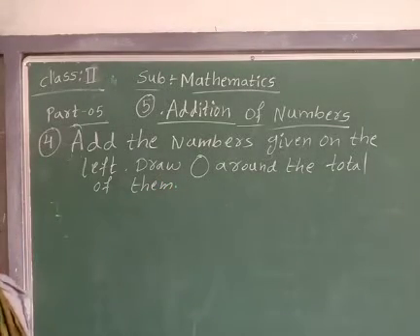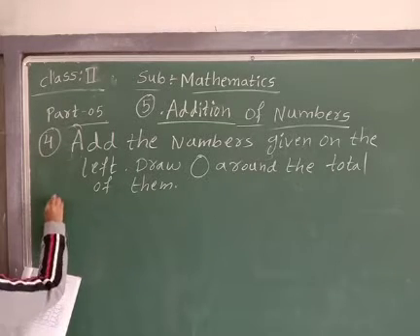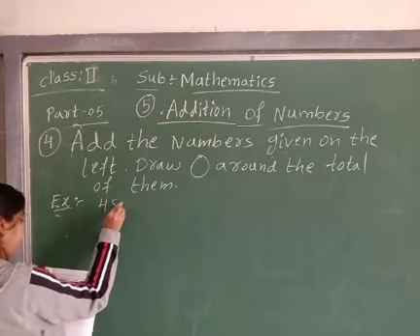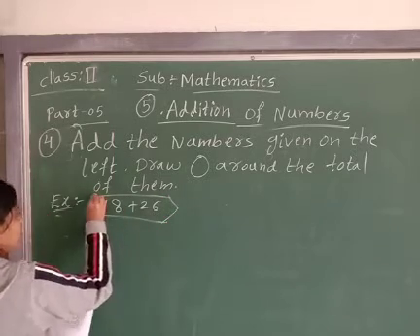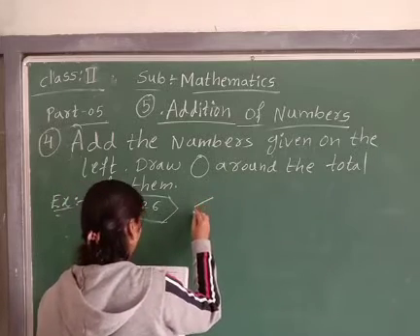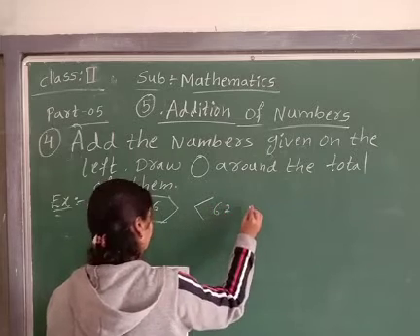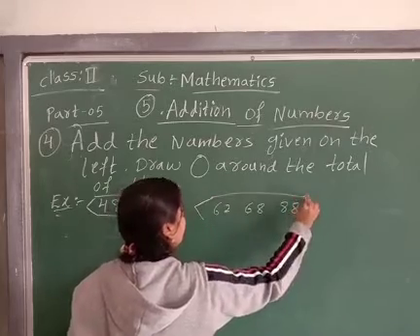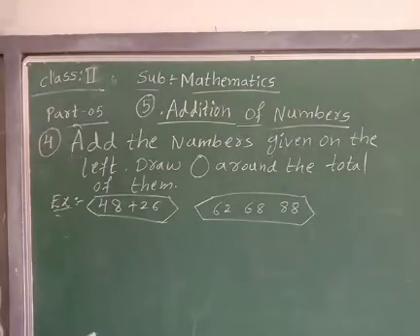So here is an example. In that box, given, children, 48 plus 26. Here in this box, the options are given: 62, 68, 88. So like this the answers are given, children.